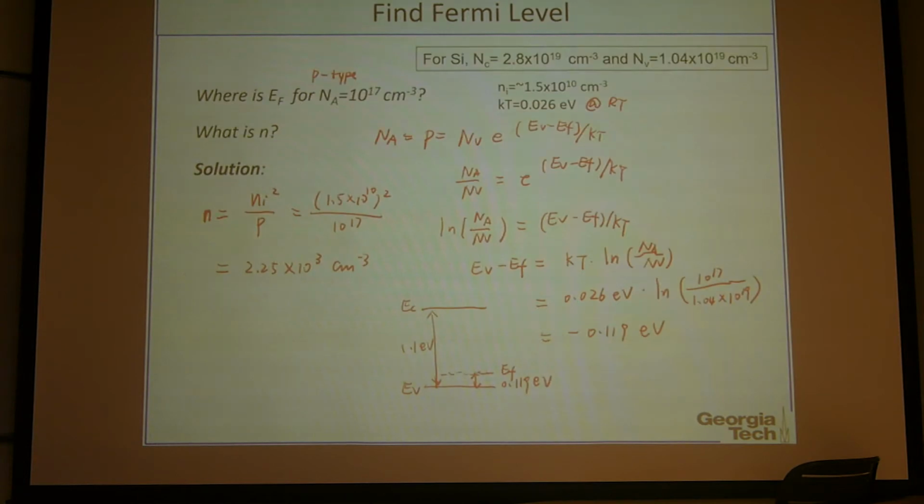And then we have the example on this question. Here we ask where is the EF if we have a P-type dopant density like Na equals 10^17. This is a very typical question, and you have seen this in your homework 1.